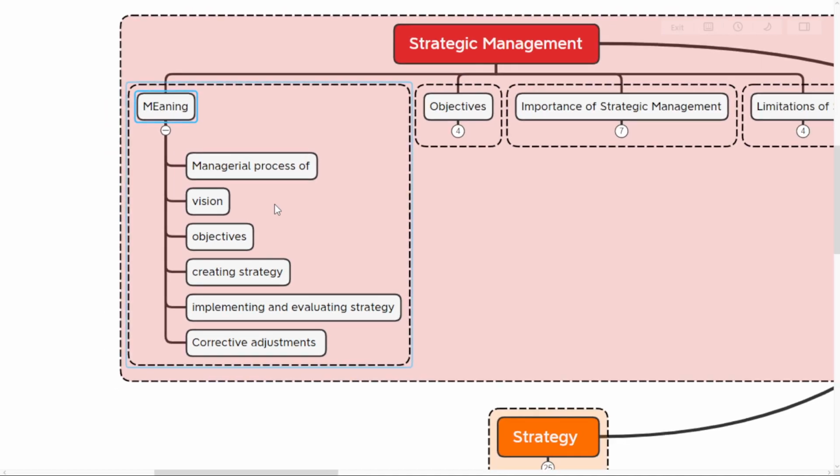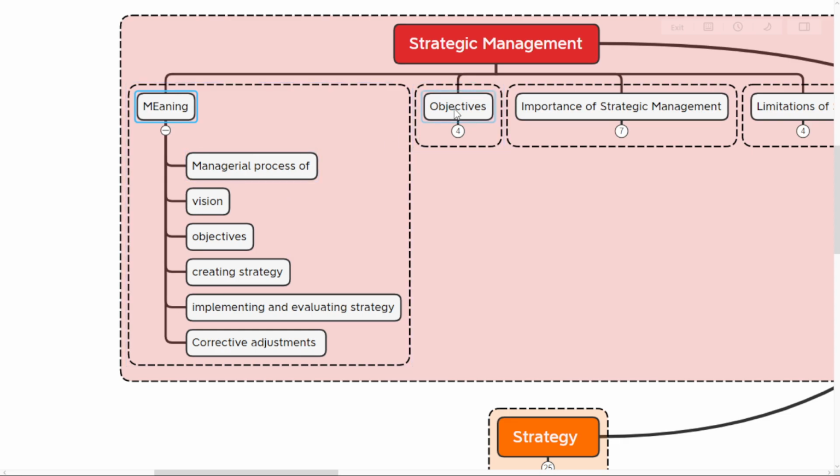Managerial process of vision, objectives, creating strategy, implementing and evaluating strategy, and the corrective adjustments. Strategic management refers to the managerial process of developing a strategic vision, setting objectives, crafting a strategy, implementing and evaluating the strategy, and finally taking corrective adjustments where deemed appropriate. The process does not end and it keeps on going in a cyclic manner.